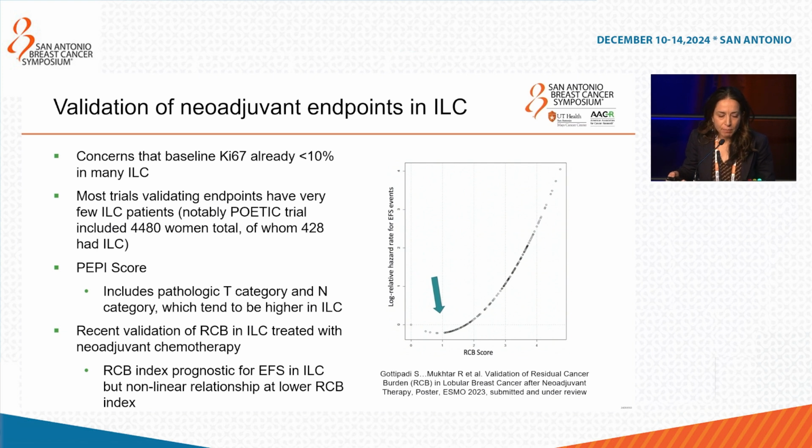Some have raised concerns that many lobular cancers may already have a low baseline Ki-67, rendering early change in Ki-67 potentially less informative. Most of the trials validating these endpoints have very few lobular patients. The PEPI score includes both pathologic T category and N category, and we know that these tend to be higher in lobular patients, so how they relate to outcomes may be different. And a recent validation of RCB in lobular breast cancer patients treated with neoadjuvant chemotherapy showed that the RCB index is prognostic for lobular breast cancer, but the relationship with outcomes was nonlinear at lower RCB indices. So we need to keep these ideas in mind as we're evaluating the results from these 3 posters.